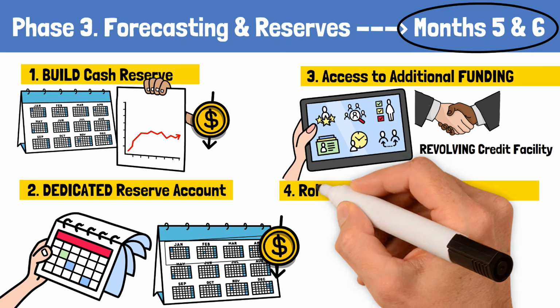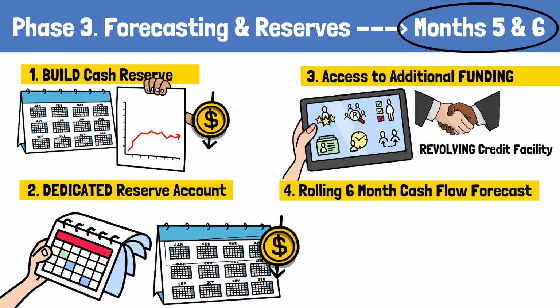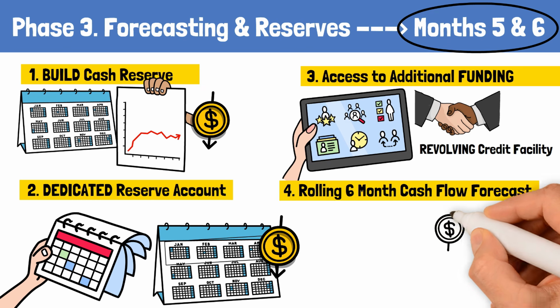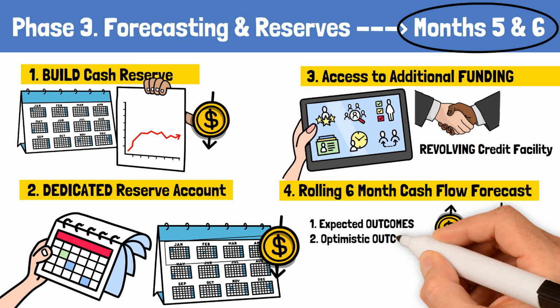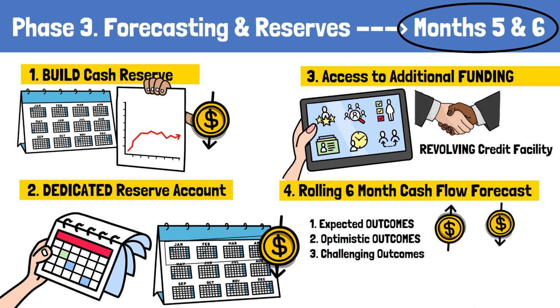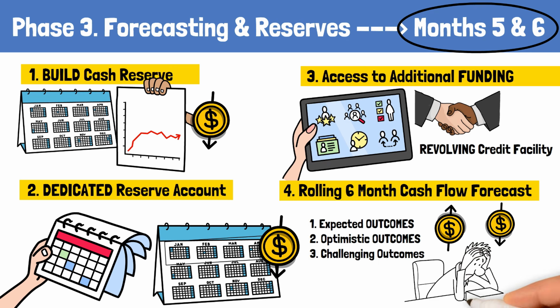Finally, create a rolling 6-month cash flow forecast. This forecast should project expected cash inflows and outflows over the coming months. Update it regularly and review multiple scenarios, including expected outcomes, optimistic outcomes, and challenging outcomes. Forecasting allows you to identify potential problems early and make adjustments before cash shortages occur. Instead of being surprised by financial challenges, you become prepared for them.